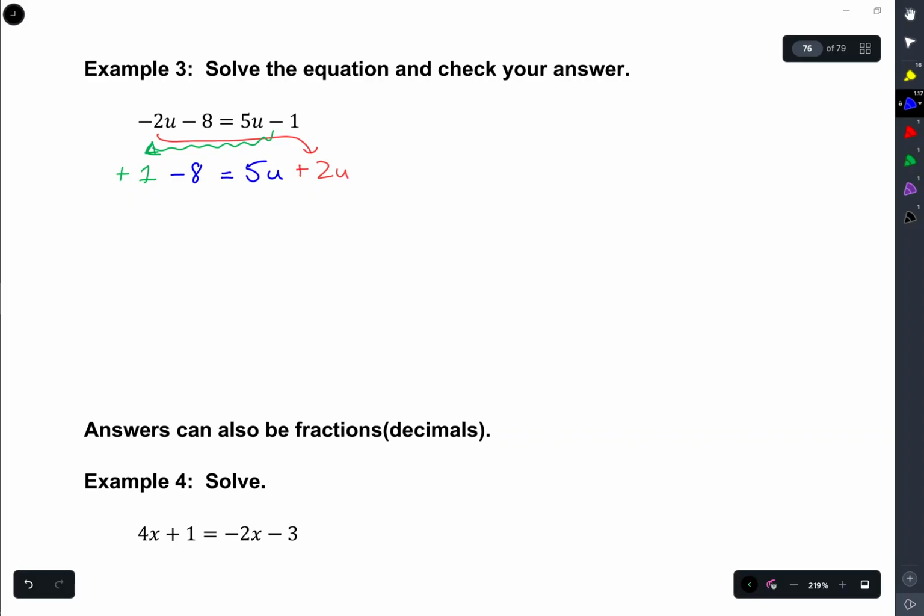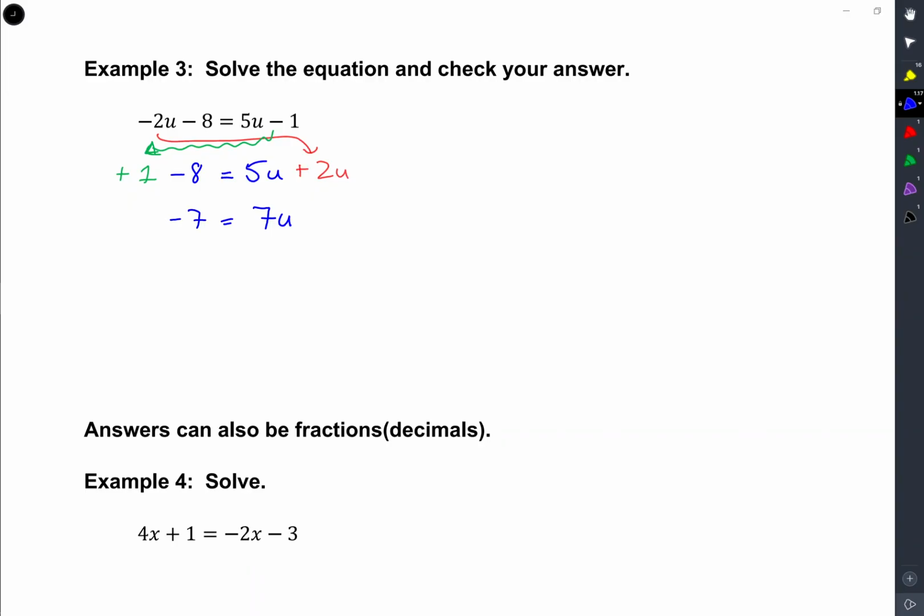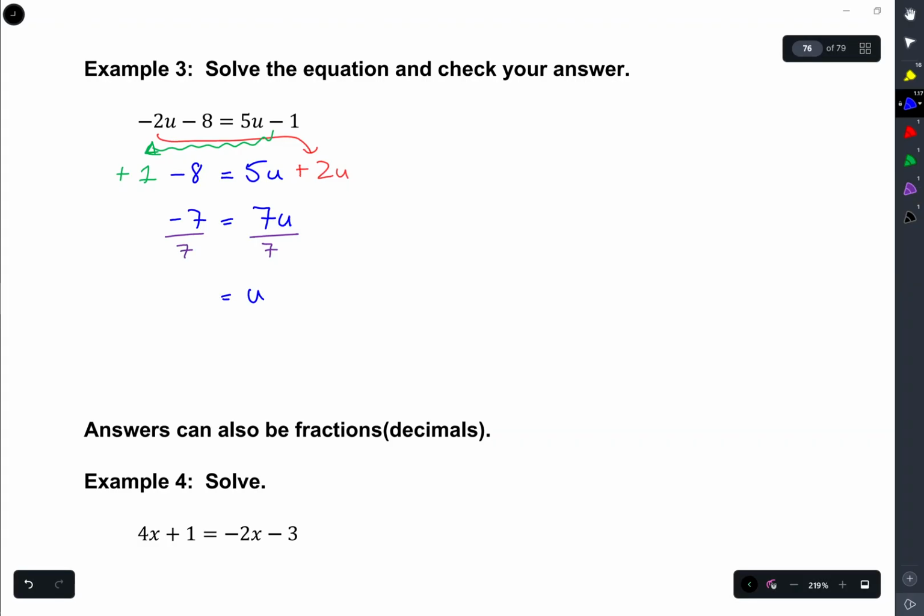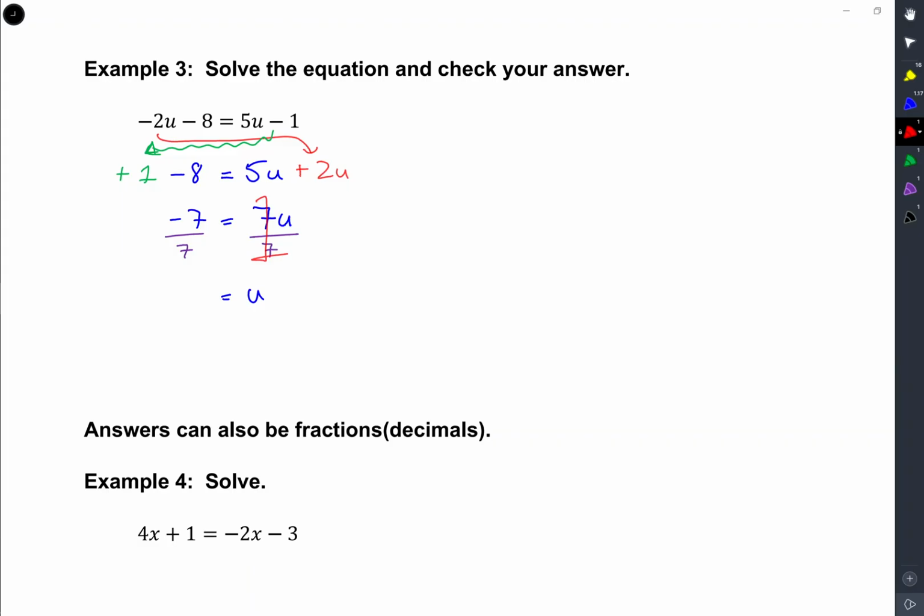So equal signs in a column. We have 5u plus 2u makes 7u. And then on the left we have 1 minus 8, which is negative 7. Now whatever number is with our variable, that happens to be 7, we need to divide that off of both sides. And we end up with a u on the right, because 7 divided by 7 is 1. And now on the left we have negative divided by positive, so that's going to come out as a negative. 7 divided by 7 is 1. So the solution for u is negative 1.